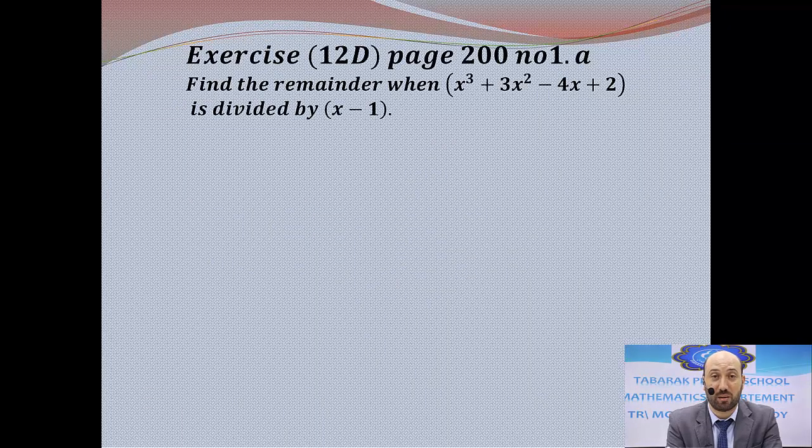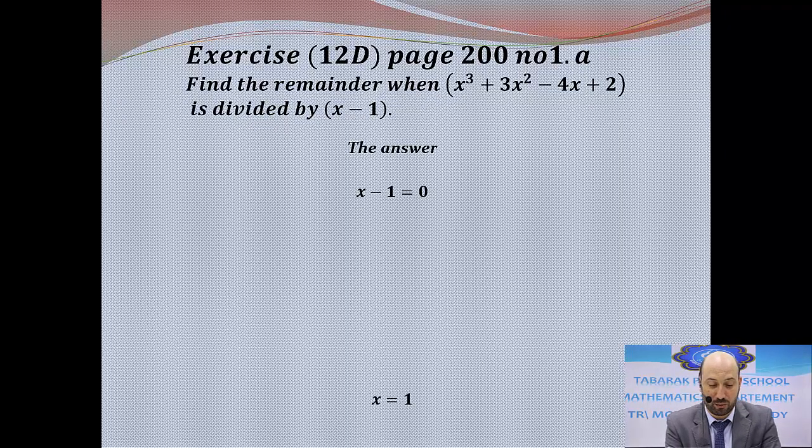For the next exercise, here we have exercise 12D, page 200, number 1A. Find the remainder when x power 3 plus 3x squared minus 4x plus 2 is divided by x minus 1. It's easy, we just studied it. We have to substitute the value of x now with 1, because the zero here is 1. So x minus 1 equals 0, so the zero is 1.